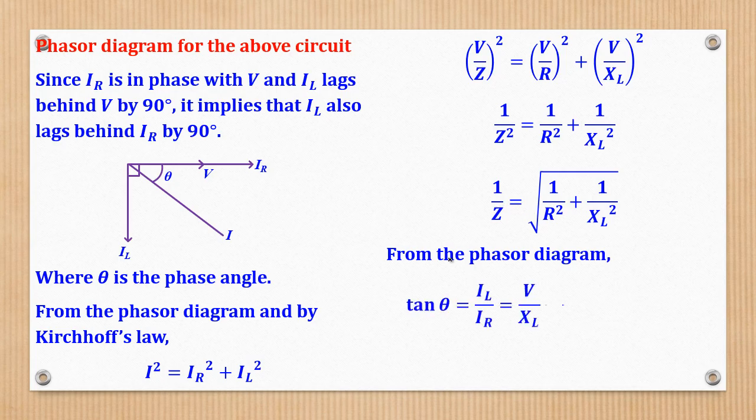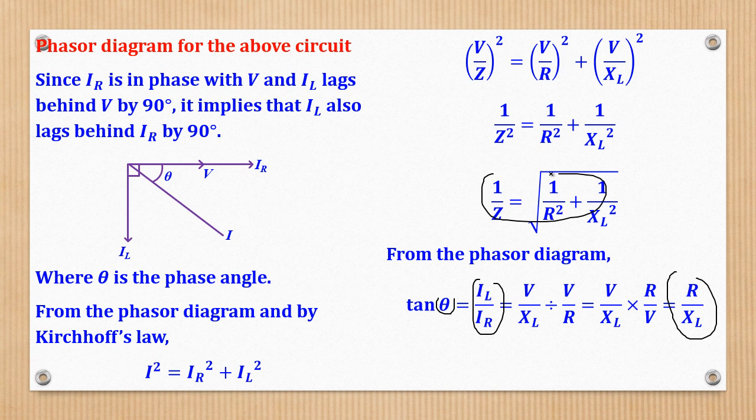Then for phase angle, we shall say tan theta is equal to IL over IR. When you substitute, you'll come up with tan theta being equal to R over XL. So remember previously for series circuit, these were not reciprocals. It was just Z is equal to the square root of R squared plus XL squared. Now here we get reciprocals in parallel. Even here, for series circuit, it was XL over R. Now we get the reciprocal of that, which becomes R over XL.